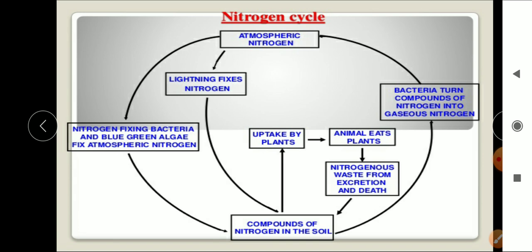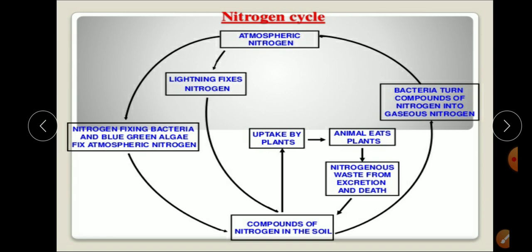So here, atmospheric nitrogen, sorry, they are having this atmospheric nitrogen. Nitrogen fixing bacteria and blue green algae fix atmospheric nitrogen, converting it into compounds of nitrogen in the soil. Then the bacteria turn these compounds of nitrogen into gaseous nitrogen. Again they are entering the atmosphere.